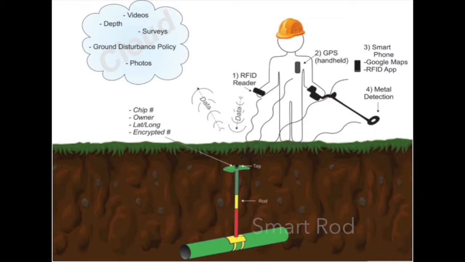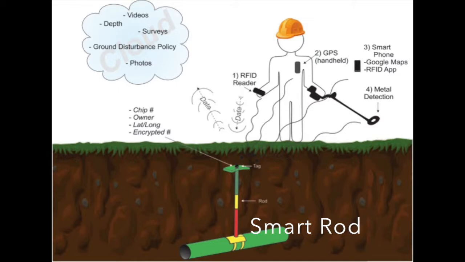Welcome to our introduction to RFID tagging of subsurface asset management. In our depiction here, you can see our tag attached to a rod attached to a pipeline below ground. You're able to tag information to that chip relating to burial depth, the owner of the chip, as well as lat and long.